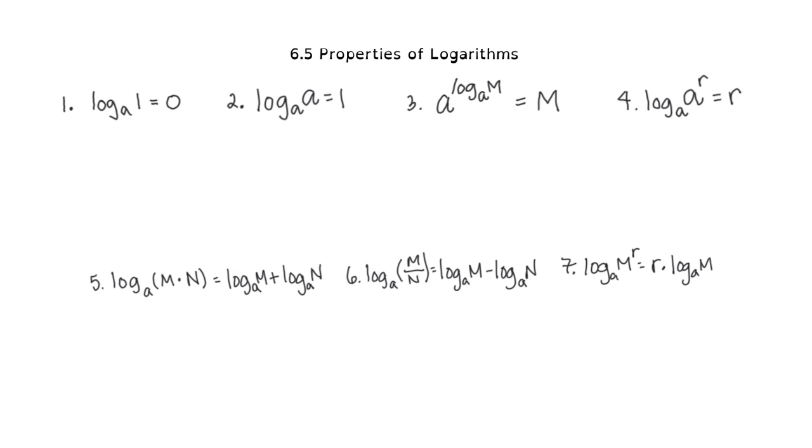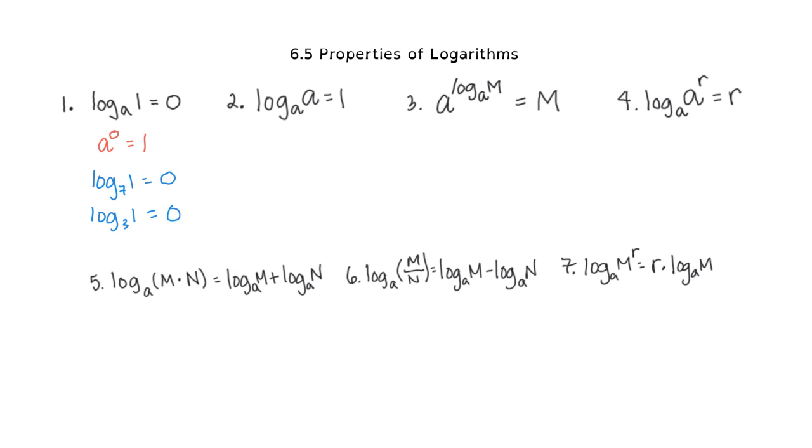So property 1 says log to the base a of 1 is equal to 0. What that means is if you rewrite this in exponential notation, your base is a, it's raised to the 0 power, and that equals 1. A to the 0 is 1, which is a true statement. So here's an example with numbers. If we say log to the base 7 of 1, we know that this answer is 0. If we say log to the base 3 of 1, we know this answer is 0. It doesn't matter what the base is. If you're taking the logarithm of 1, you're going to get 0 out.